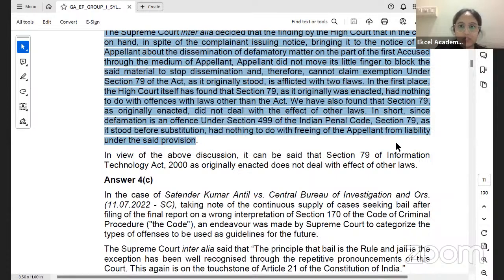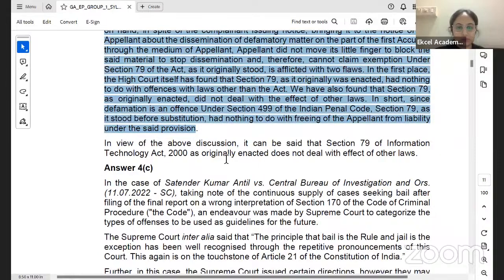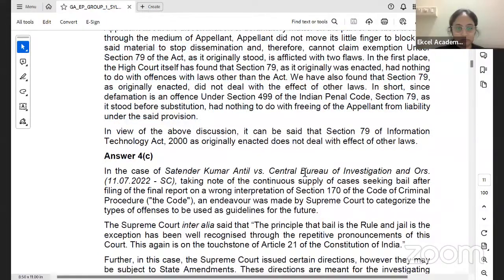You have to carry out the due diligence procedure. That means you have to be diligent, properly, carefully. You have to see what kind of materials or what kind of information is being shared using your platform. Plus all central government guidelines you have to follow. But when you come to know that something bad about a person is written on your platform, you should have been careful. So what you have done is wrong. So Section 79 is originally enacted and it does not deal with the effect of any other laws.